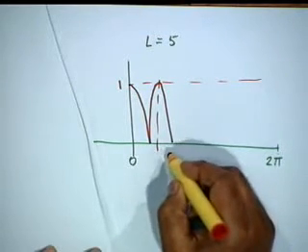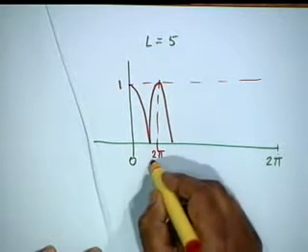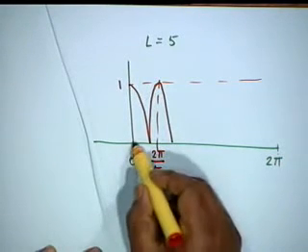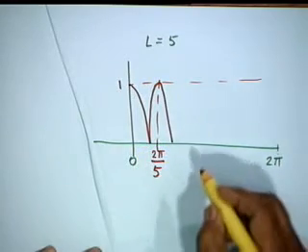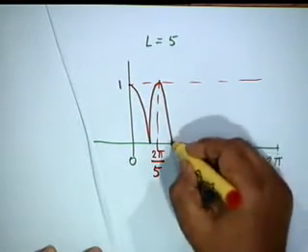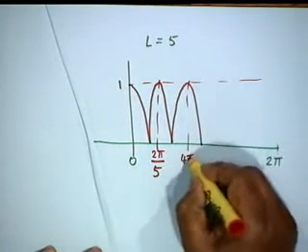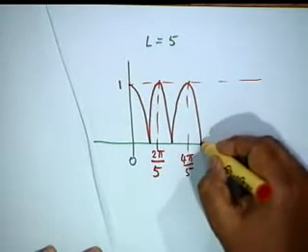What will be this frequency? 2 pi by 5. This is R equal to 0, this is R equal to 1. So, we shall have 4 pi by 5. Okay, the next one will go like this, 4 pi by 5.